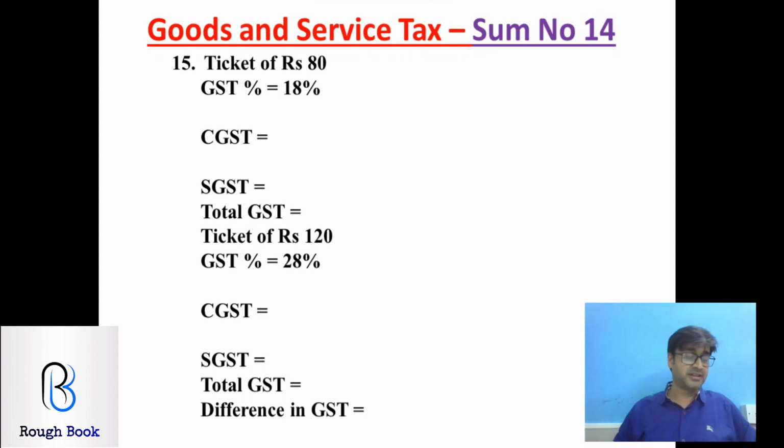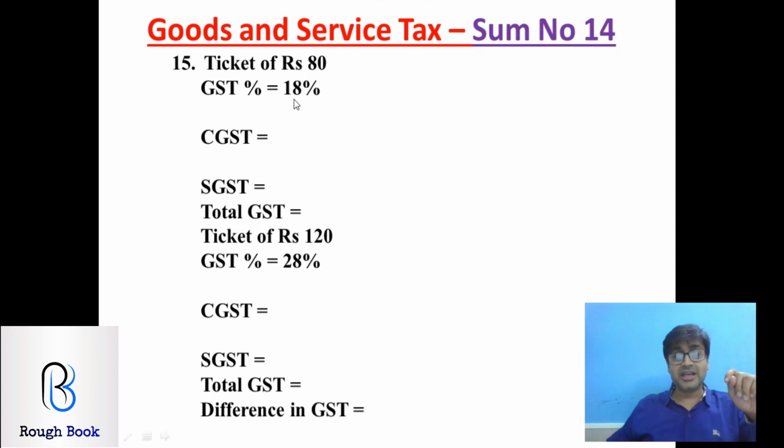GST below 100 is 18% and above 100 is 28%. So obviously on 80 rupees the GST is 18%, and on 120 rupees the GST is 28%. So we will calculate the GST on this, we will calculate the GST on this, and then these two GSTs we'll subtract in order to get the difference. Since it is within the state, what is going to happen? I know cheaters have seen the screen. It is going to be CGST, SGST, and not IGST.